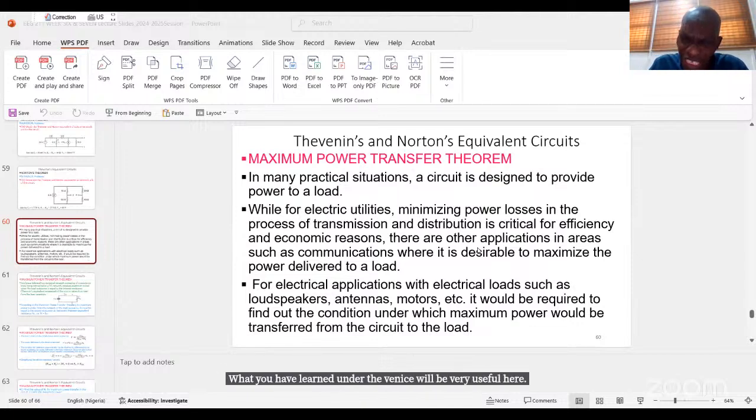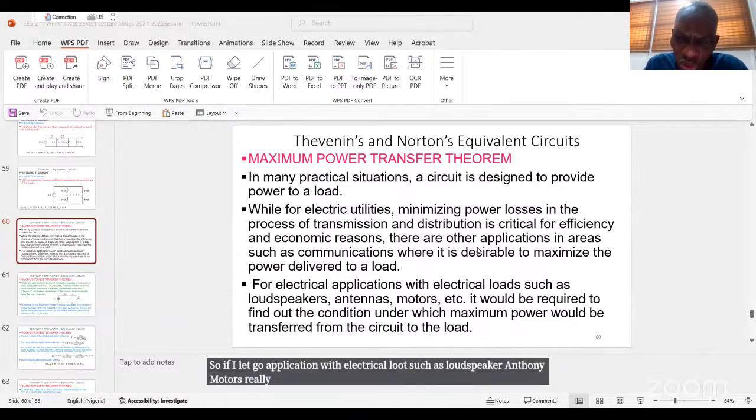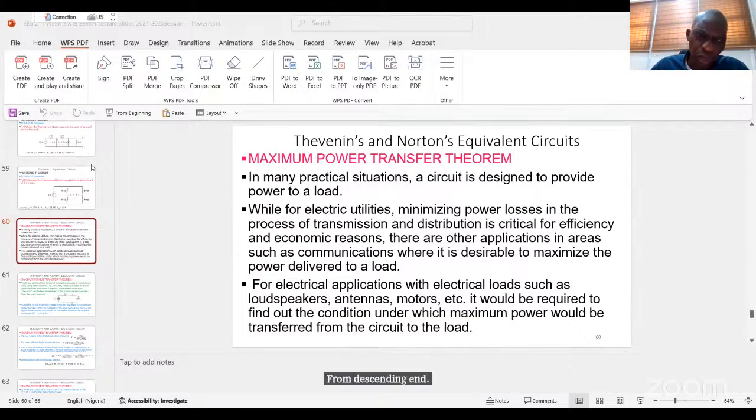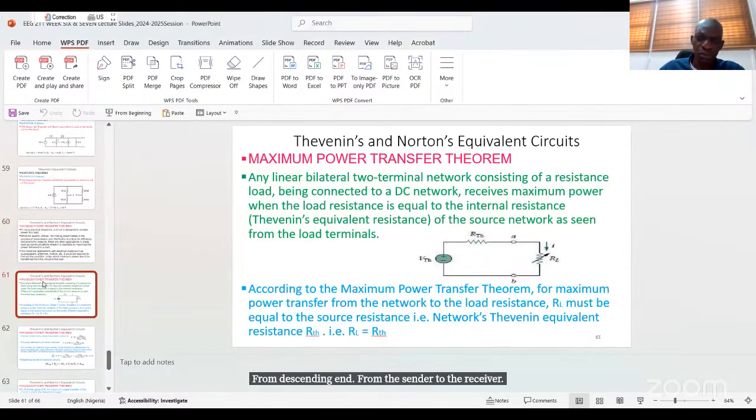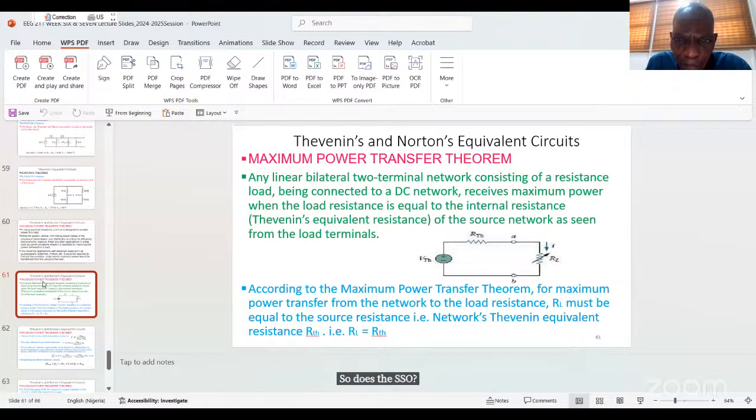So for electrical application with electrical load, such as loudspeaker, antenna, motors, it is required to find out the condition under which maximum power will be transferred from the circuit source to the load end, from the sending end to the receiving end, from the sender to the receiver. So that's the essence of maximum power transfer.